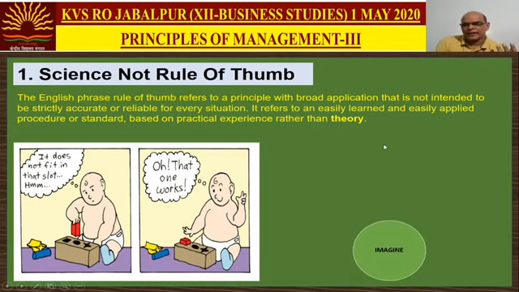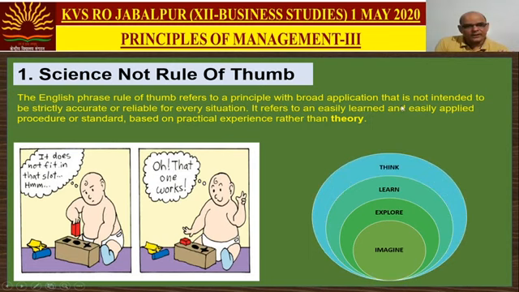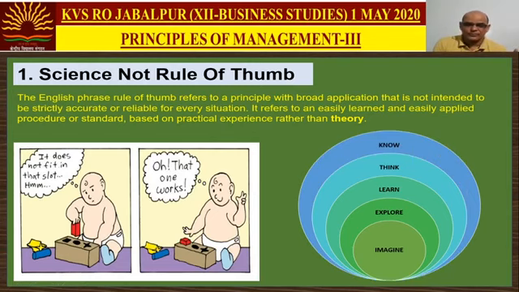But Taylor advocated a scientific, a systematic approach. He said, first of all, there should be imagination. After imagination, we should explore. After exploring, we should learn. After learning, we should think. And then we should say there is a principle we should know. So a systematic approach rather than trial and error approach he advocated. So this is called science, not rule of thumb.